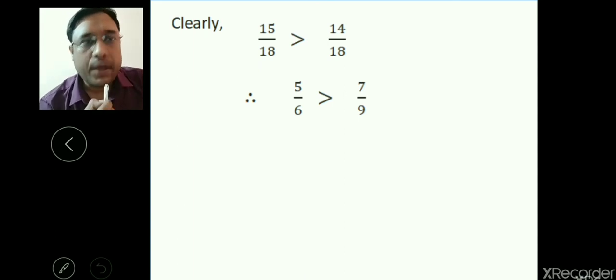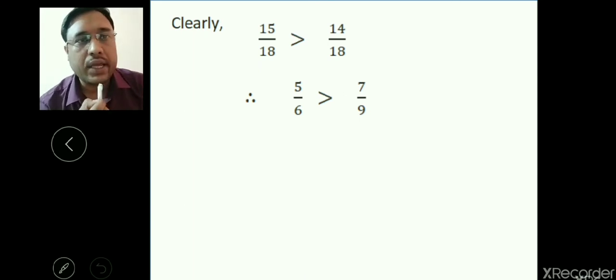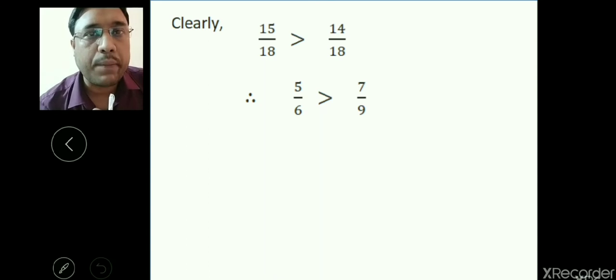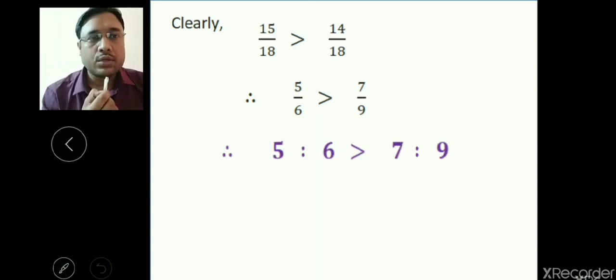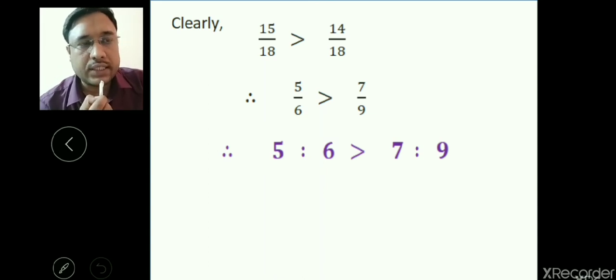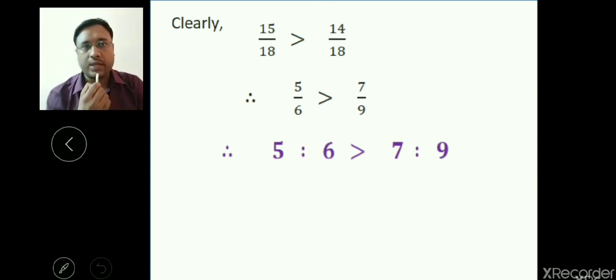That means 5 by 6 is greater than 7 by 9, because 15 by 18 is equal to 5 by 6 and 14 by 18 is equal to 7 by 9. So therefore 5 is to 6 is greater than 7 is to 9, students.